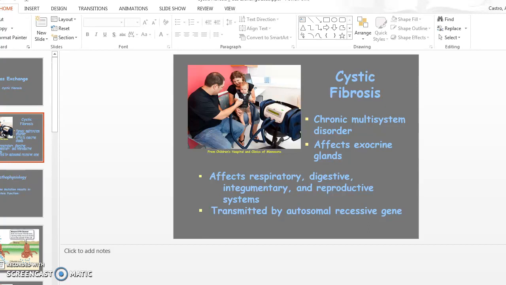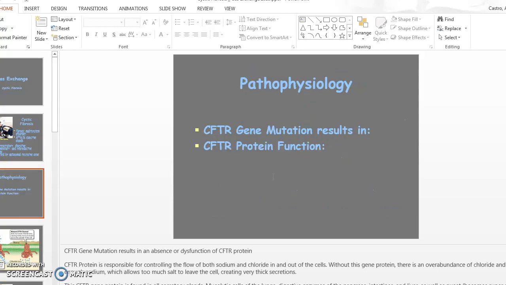So if we think about systems that secrete things, we have our respiratory system, we think of first and foremost because it secretes mucus. Digestive, we secrete enzymes. Skin, we sweat. And reproductive systems, especially in women, we secrete cervical mucus. So that's what cystic fibrosis is basically, and it's not an acquired thing. We're not able to reverse it. It's an autosomal recessive gene trait.